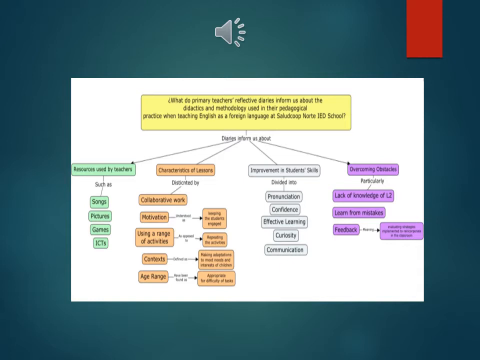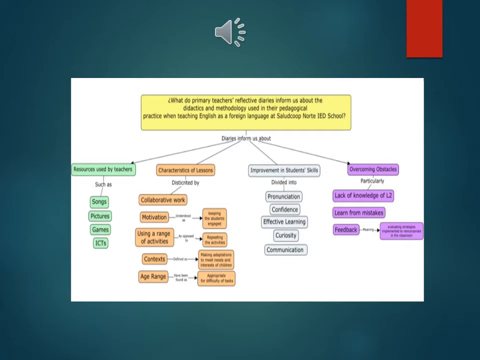To help you understand better, for example, the first section, which is the green one, has the title Resources Used by the Teachers. This was the category that we found in the axial coding. The songs, pictures, games, and ICTs are the codes that we found in the open coding. The same applies to the 4 different sections.